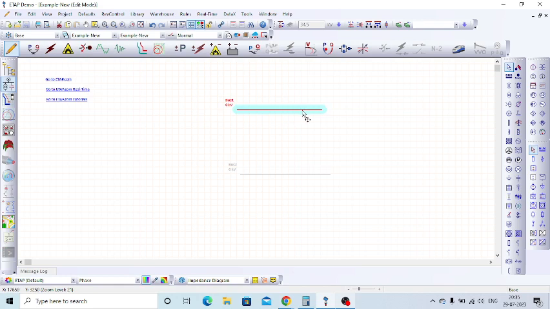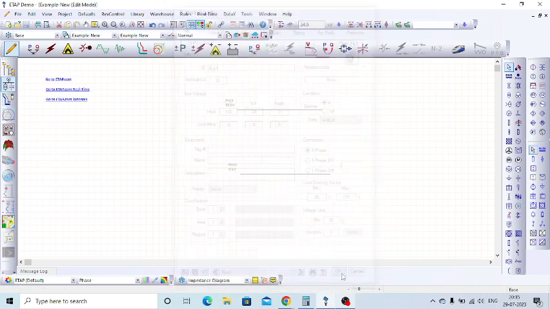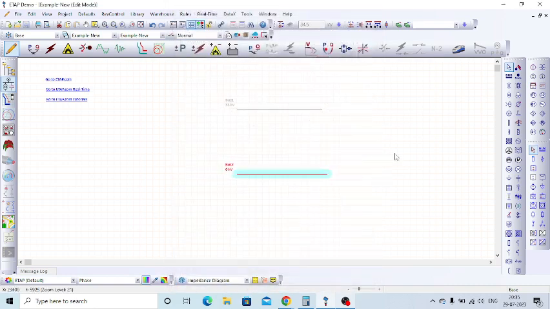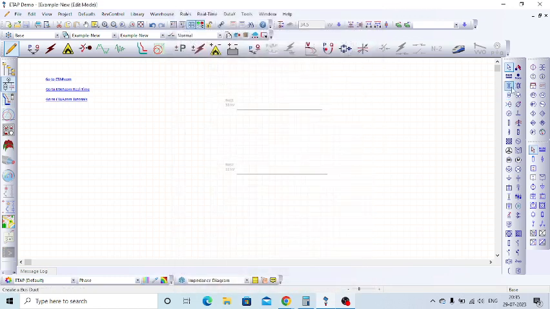In the bus, first we have to enter the bus ID, then the bus voltage. I'm considering 33 kV, and then this bus can be 11 kV, a typical one. Then I'm connecting to the winding transformer.